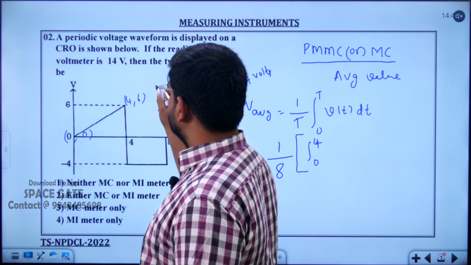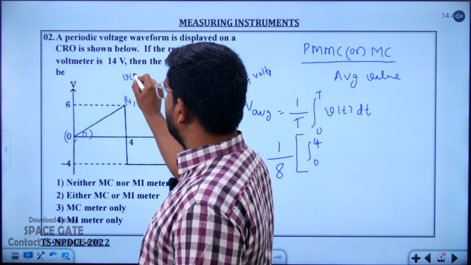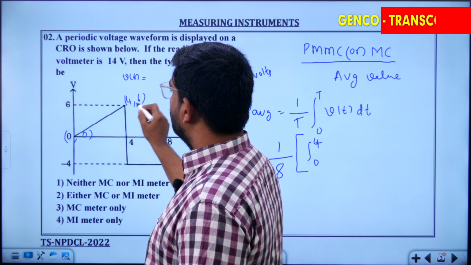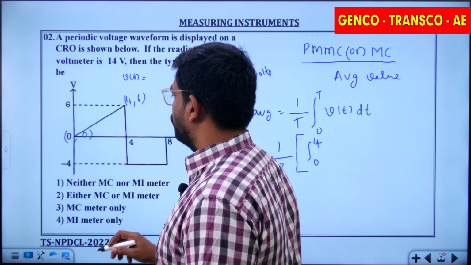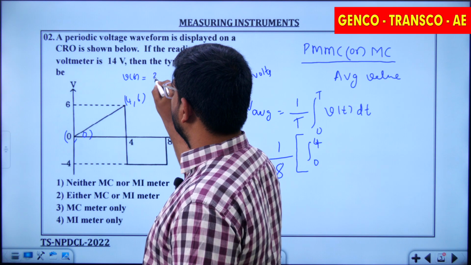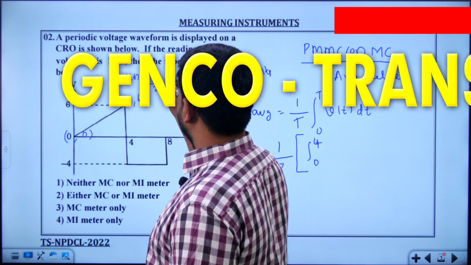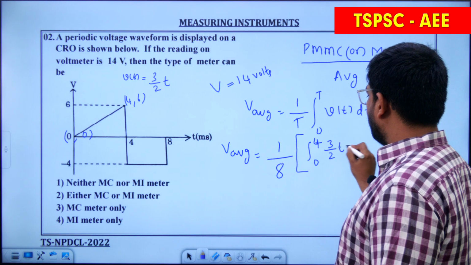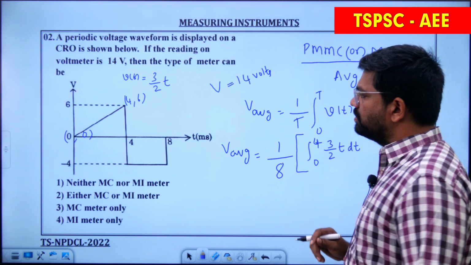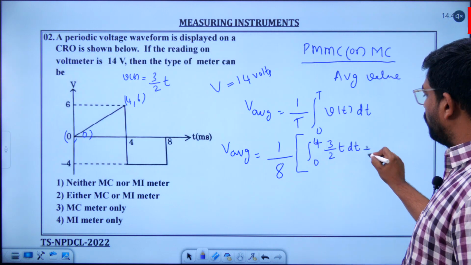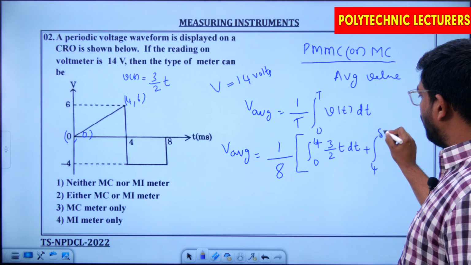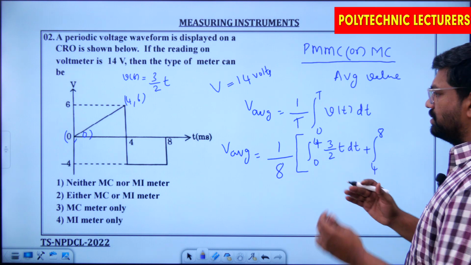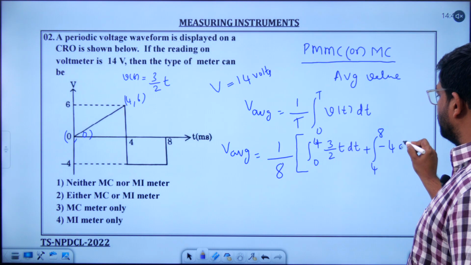y2 minus y1. So if I write the expression for voltage, V of t is equal to y2 minus y1, meaning 6 minus 0, by x2 minus x1, meaning 4 minus 0. So 6 by 4, we will get 3 by 2. What is the x-axis here? Time t. So we get 3 by 2 t as the expression between 0 to 4. Now 4 to 8, what is the value we got? Directly it is a kind of step signal having the same magnitude, a constant value, minus 4 dt.